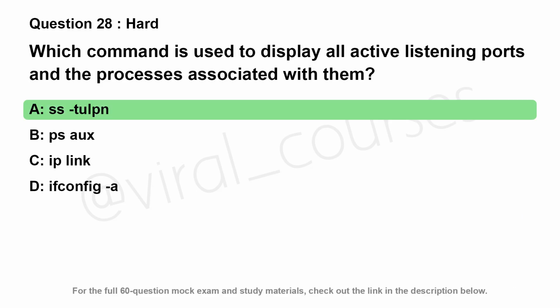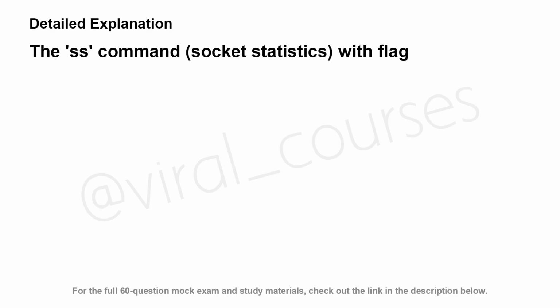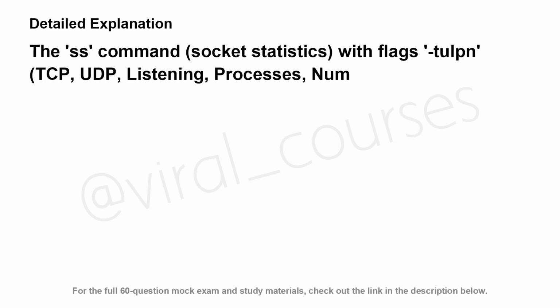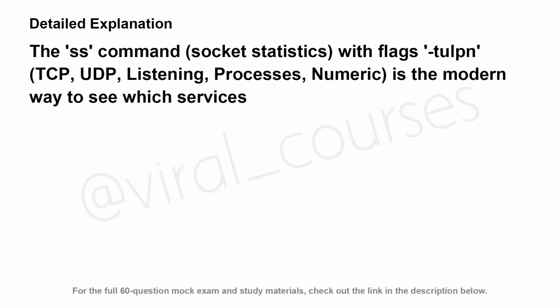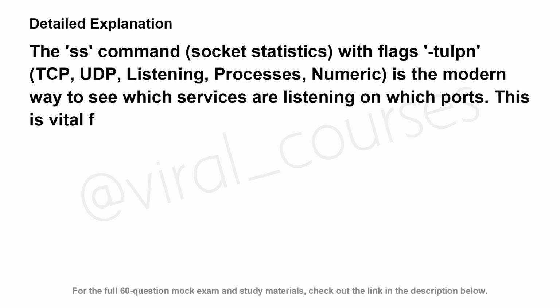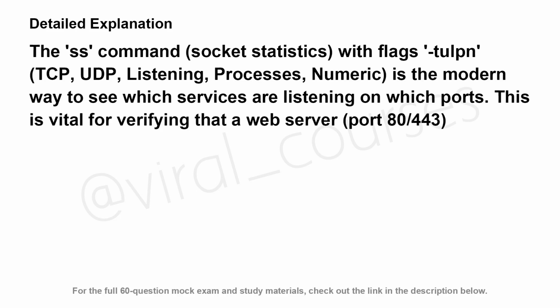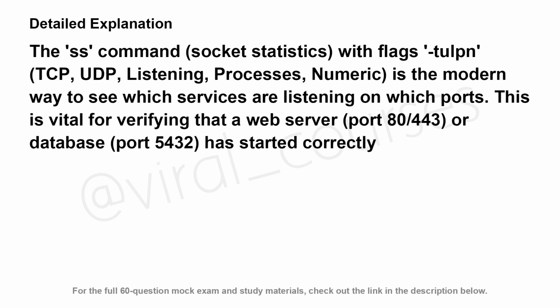The correct answer is A. The ss command, socket statistics, with flags -tulpn: TCP, UDP, listening, processes, numeric, is the modern way to see which services are listening on which ports. This is vital for verifying that a web server (port 8443) or database (port 5432) has started correctly and is accessible.